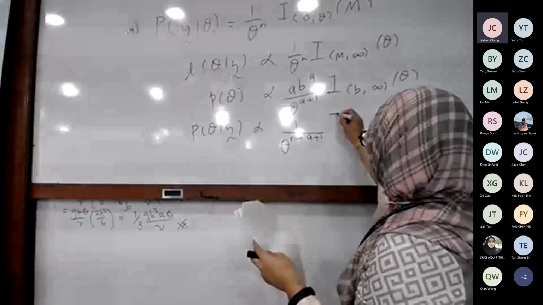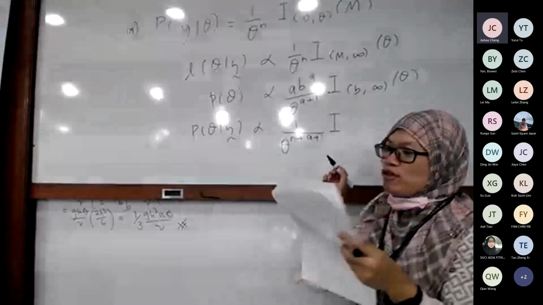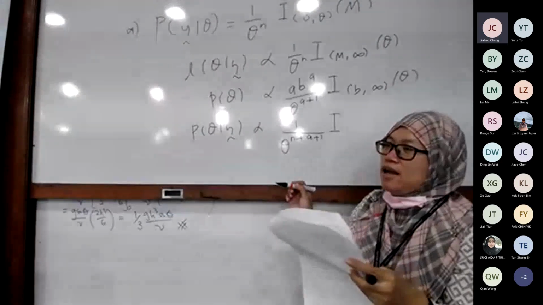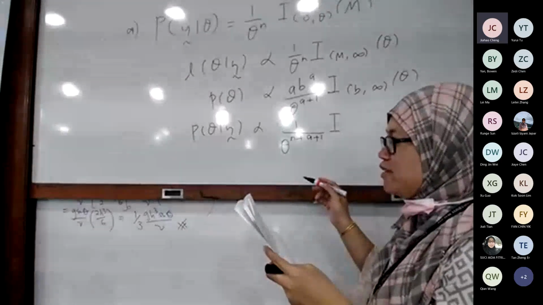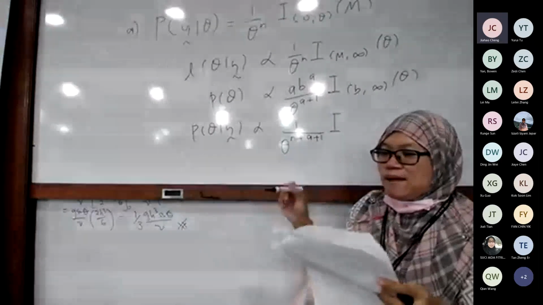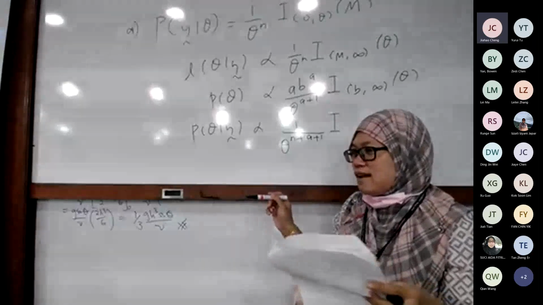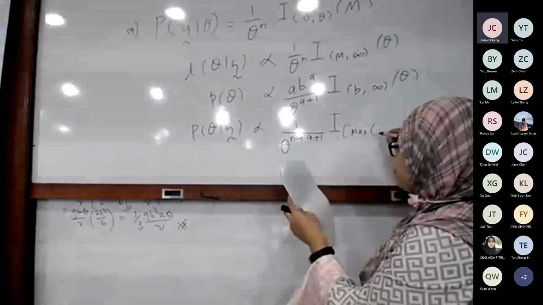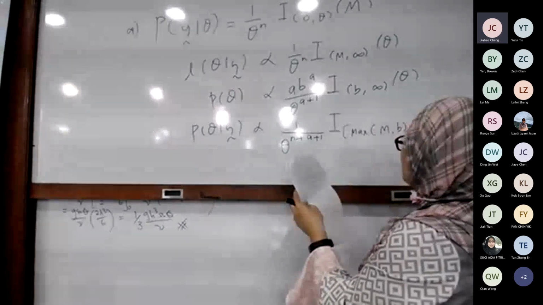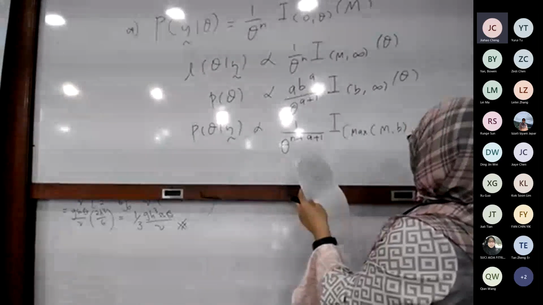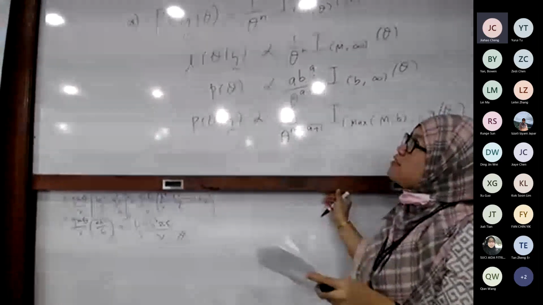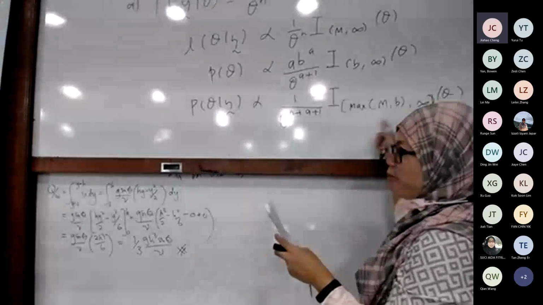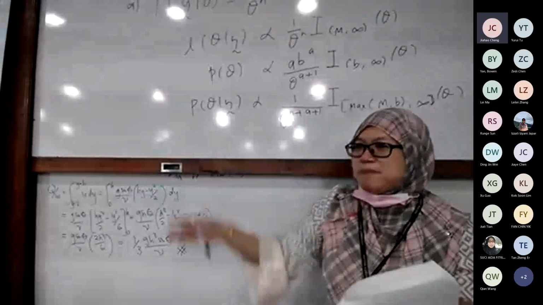Now you have your M and your B. But the problem here is to make sure your theta is bigger than both, meaning theta must be bigger than both M and B. So it will be the maximum of your M and your B. If your theta is bigger than the maximum of both, then theta will be bigger than M, and theta will be bigger than B.